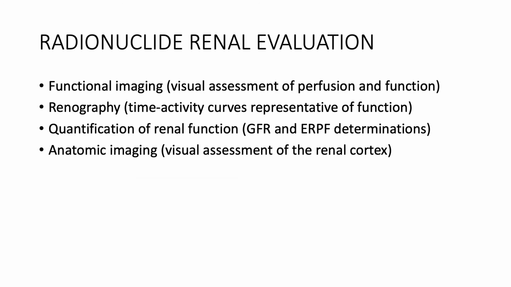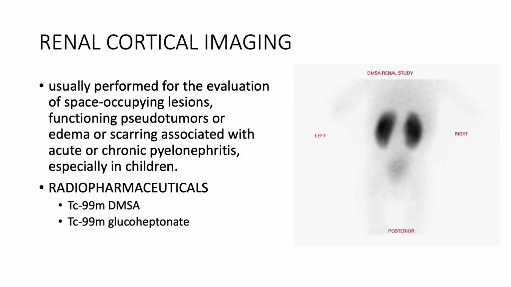Lastly, we're going to discuss anatomic imaging via visual assessment of the renal cortex. Renal cortical imaging is usually performed for evaluation of the space-occupying lesion, functioning pseudotumors such as cortical columns of Bertin, or edema or scarring associated with acute or chronic pyelonephritis, especially in children. These images of the renal cortex are generally taken by using technetium-99m DMSA or technetium-99m glucoheptonate and by using a pinhole or a high-resolution collimator or a SPECT.